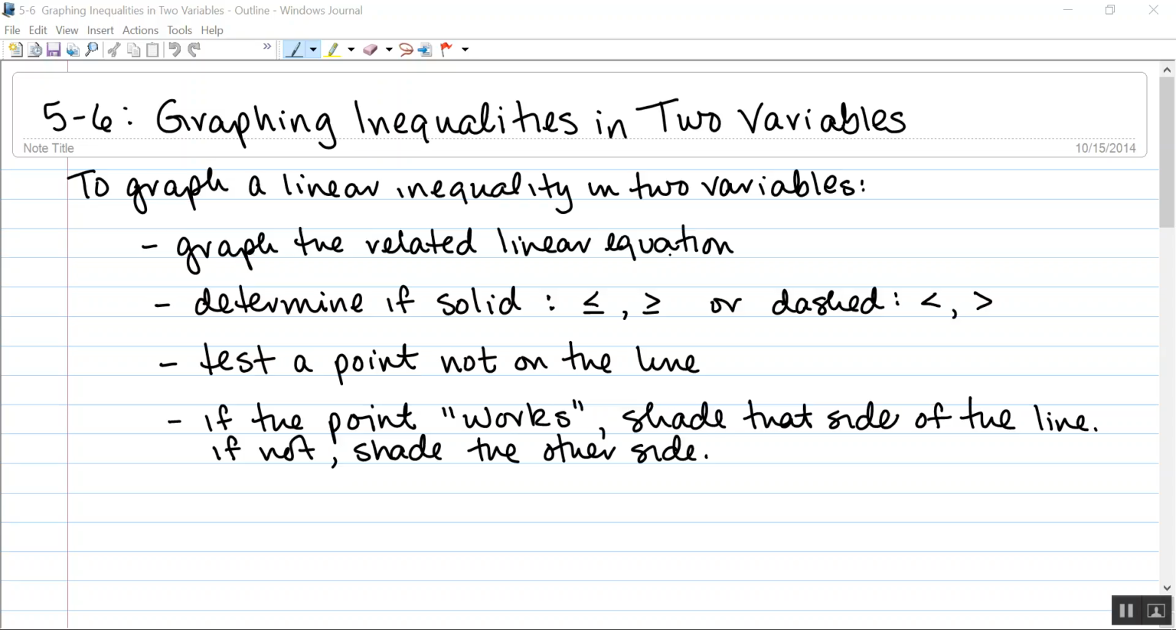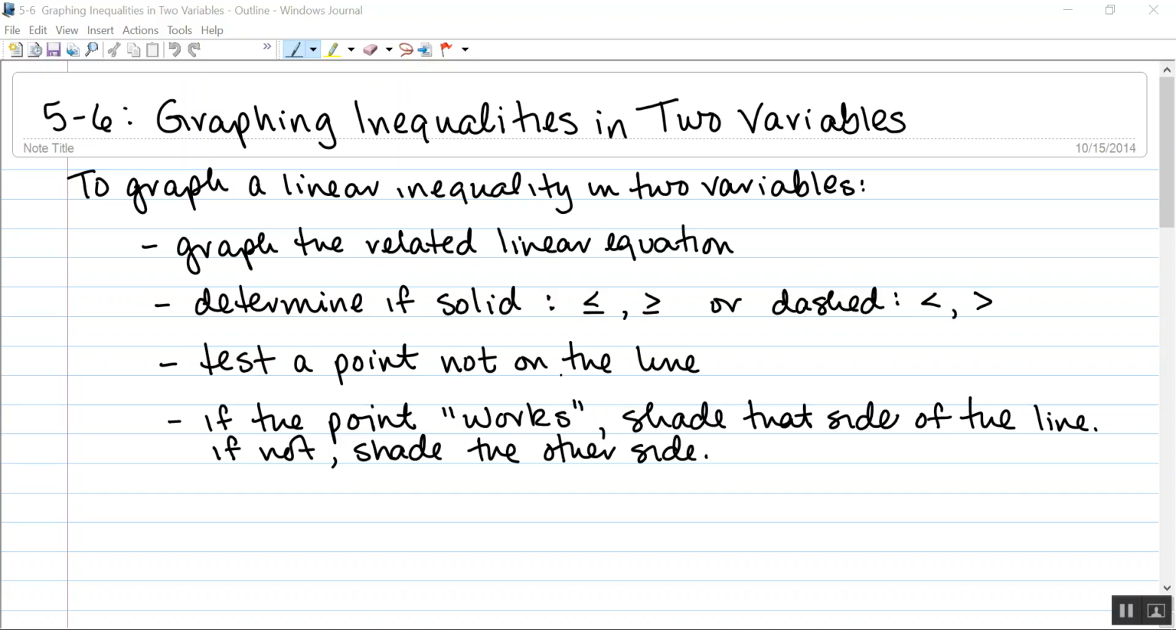So in other words, just imagine that that greater than or less than sign is an equal sign. So graph that line. We're going to determine if the line is solid, and it's going to be solid if it's a less than or equal to or a greater than or equal to. The or equal to makes it a solid line. Or it could be a dashed line, in which case you'd have a less than or a greater than. So if there's a little line underneath, make the line solid.